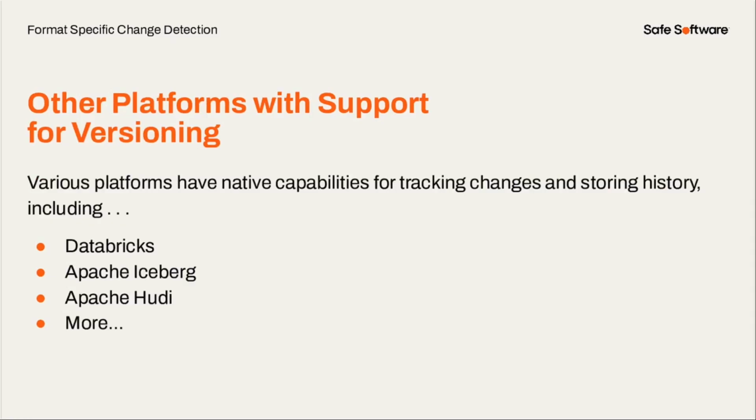Some of those other platforms with support for versioning, not all of these are formats within FME, are Databricks, Apache Iceberg, and Apache Hudi, I might be saying the name wrong. Those all have support for tracking changes and storing history. The advantage here is that you can rely on the platform itself to store those changes and that version history instead of having to track it yourself.